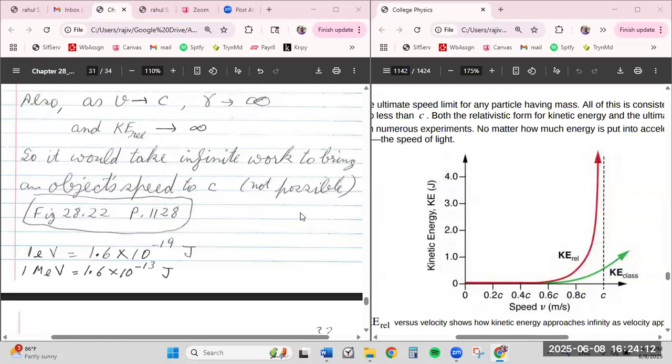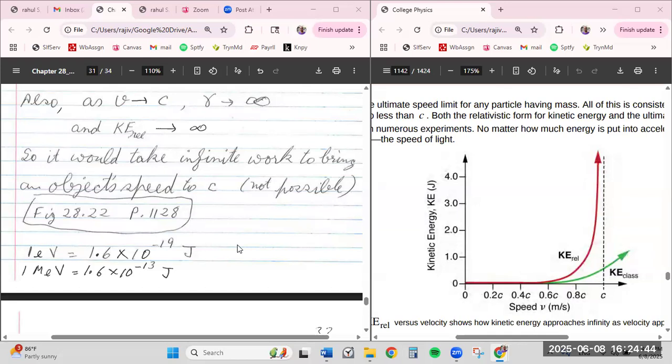Okay, so if you make a graph of kinetic energy as a function of speed, in accordance with the relativistic equation and the classical equation, this is what you get. Classically, kinetic energy is 1/2 mv squared. So you can increase the speed to whatever you want, and the value of kinetic energy keeps growing as a square function, as a quadratic function. So that's this thing, and that's the graph in the green.